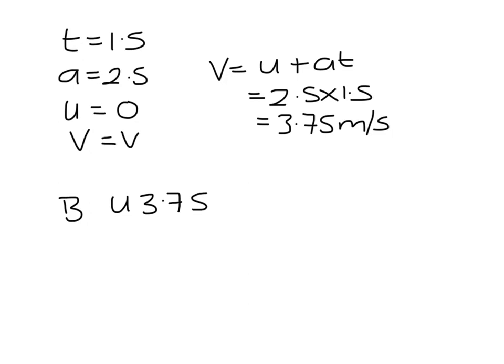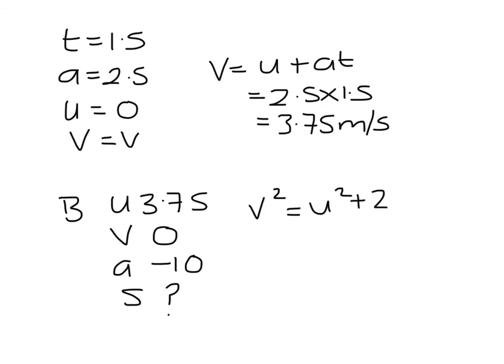B will continue to rise up, so B, after A strikes the platform, is moving initially at speed 3.75. It will stop moving when v is 0. It's now moving under gravity because the tension's slack, so the acceleration is minus 10, and we want to work out how far it has moved up. So v squared equals u squared plus 2as, so 0 has to equal 3.75 squared minus 20s.